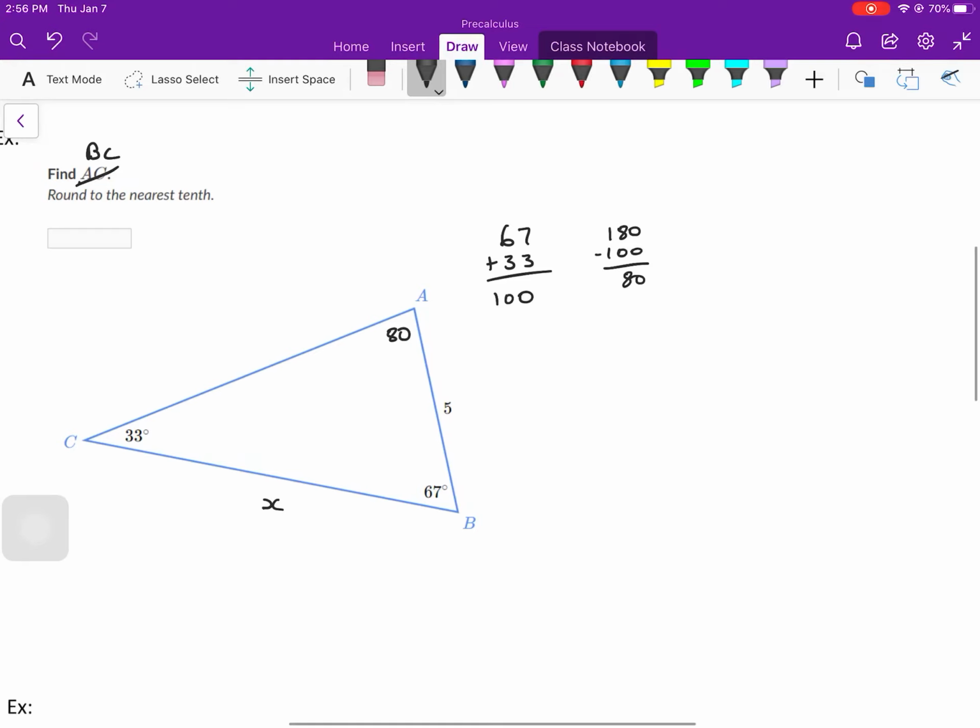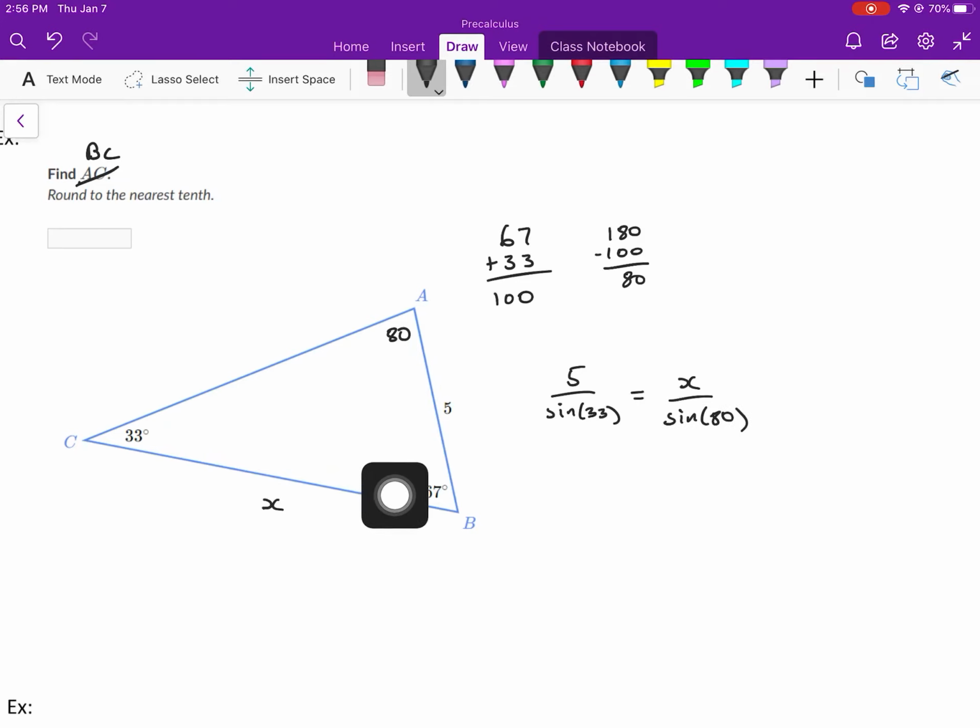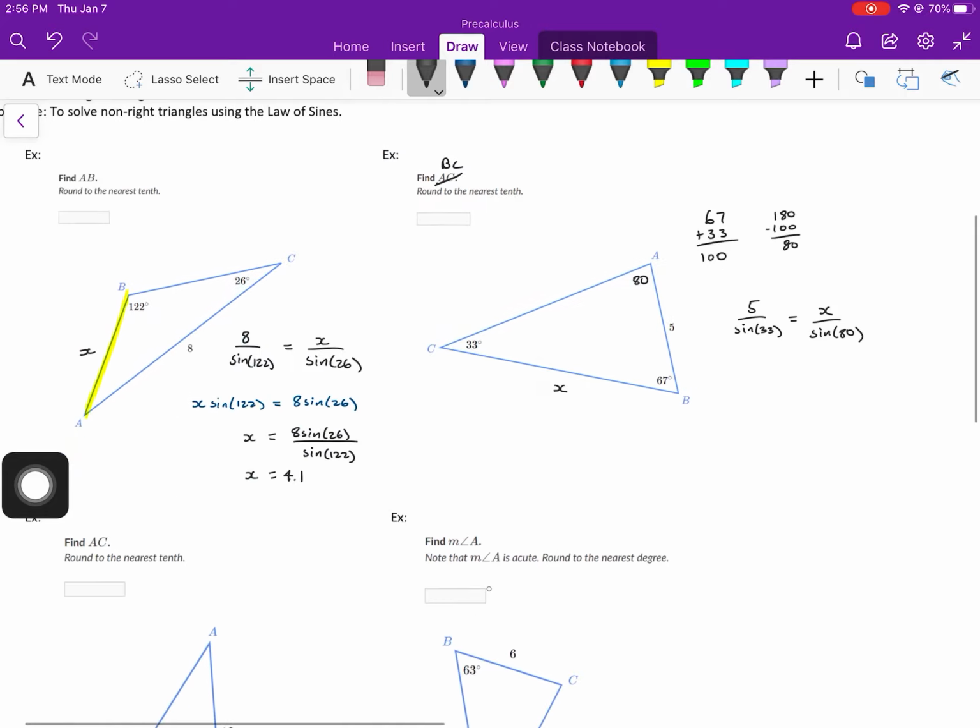From there, I'm just going to set it up. I'm not going to solve it. So here we're going to do 5 over sine of 33, and then x over sine of 80. 5 over sine of 33 equals x over sine of 80. Then you just cross multiply and solve for x.